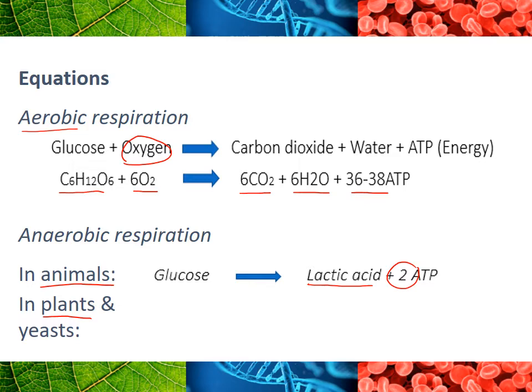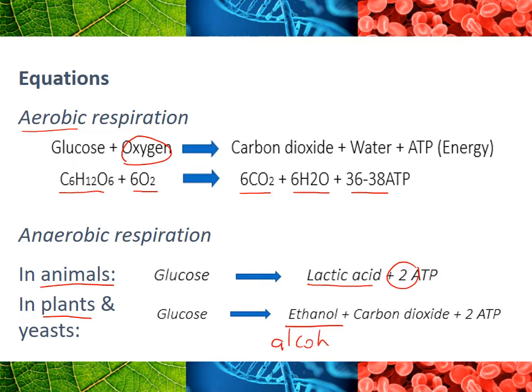So in animals, including in us, in humans, glucose goes in and lactic acid and a small amount of ATP come out. In plants and yeasts, glucose goes in, again, still no oxygen because it is anaerobic respiration. Glucose is the input, and we get byproducts of ethanol, which is alcohol. So ethanol, carbon dioxide, and again, only 2 ATP. So both of these processes are much less efficient at producing energy than aerobic respiration.